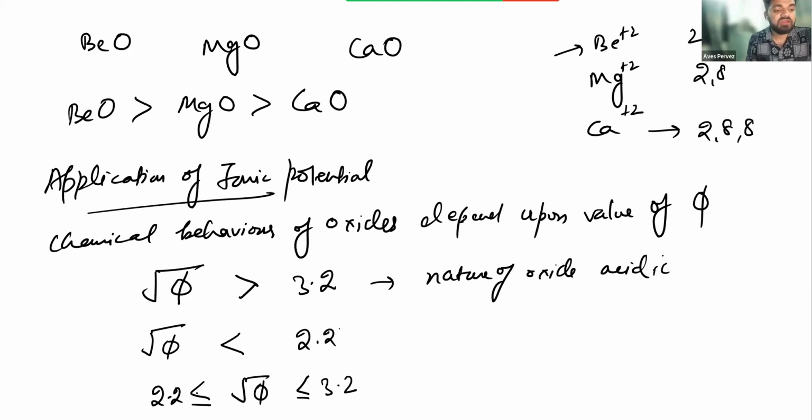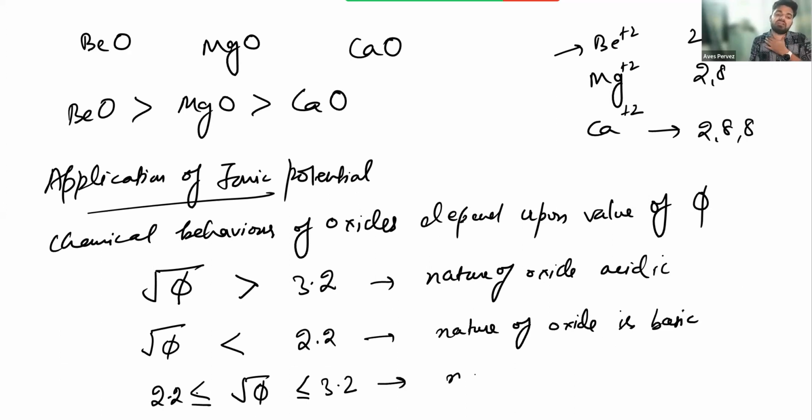Some metal oxides show acidic behavior, and they are called amphoteric oxides. And if the value of phi is less than 2.2, then the nature of the oxide will be basic. And if the value lies between, greater than 2.2 and less than 3.2, then it is amphoteric in nature.